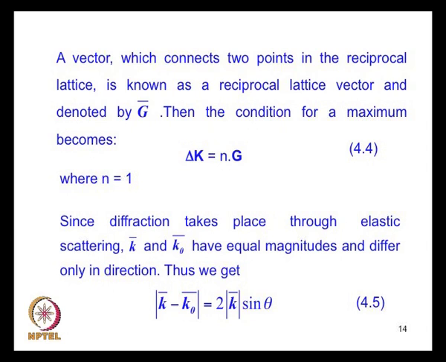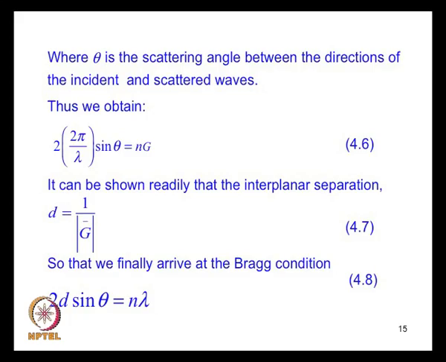Since diffraction means elastic scattering, what is elastic scattering? Elastic scattering is a scattering event in which the energy is conserved. Apart from momentum conservation, energy is also conserved in the sense that the incident and scattered wave vectors will have equal magnitudes and differ only in direction. So, delta k will have a magnitude equal to 2 times k naught sin theta, where theta is the scattering angle. If you plug this in, we get 2 times sin theta equal to n into 2 pi.